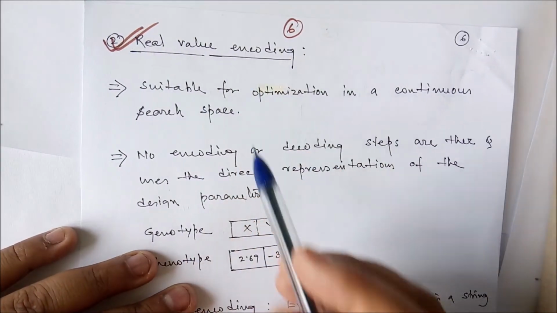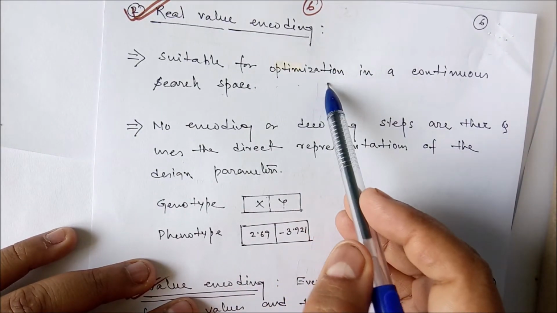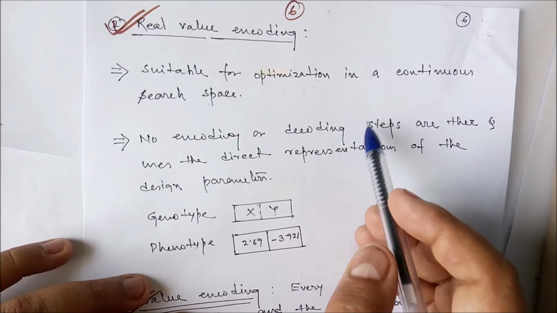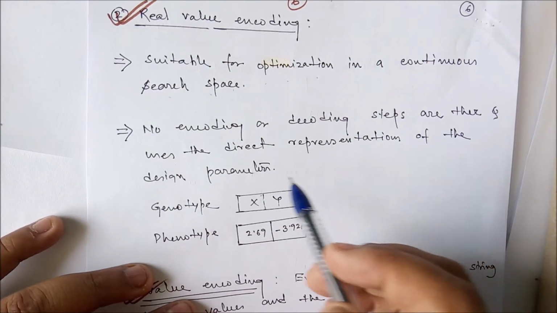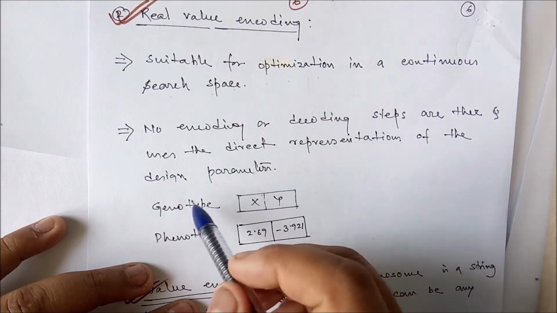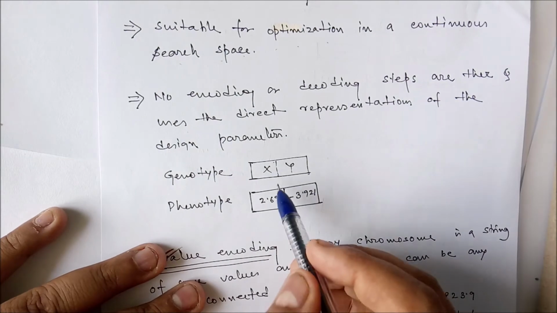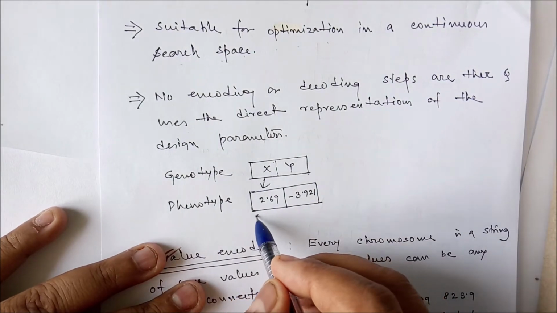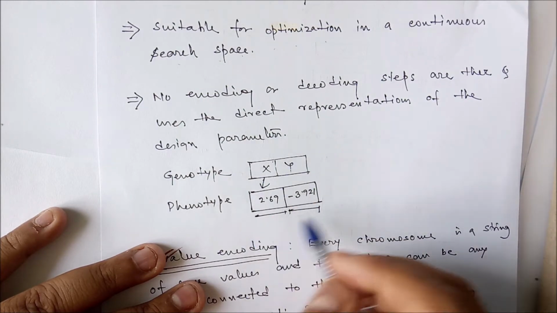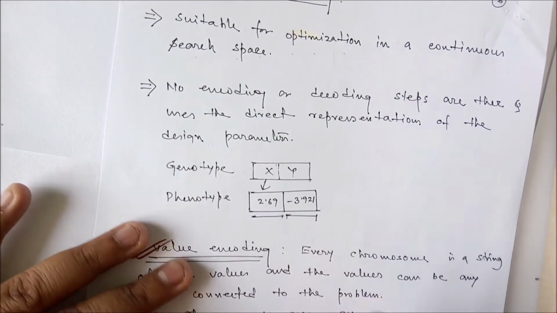Next is real value encoding, suitable for optimization in a continuous search space. Okay, if a continuous variable is there, in that case we may use real value encoding. So no encoding or decoding steps are there, and we use the direct representation of the design parameters, say x and y. So directly we can use the values for x and y. All these values are real valued, so that's why it is called real value encoding.